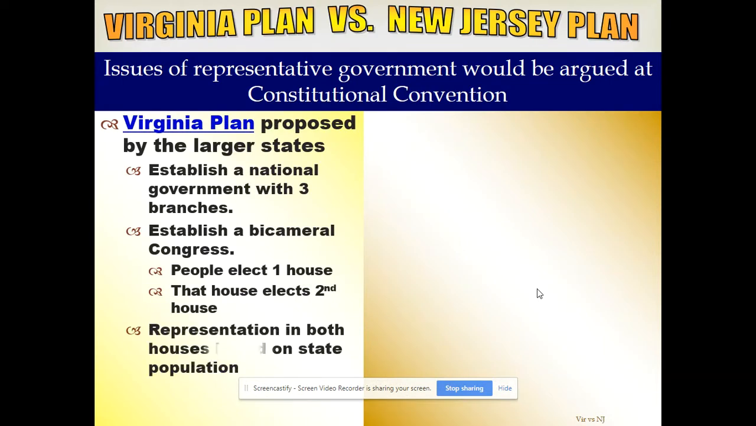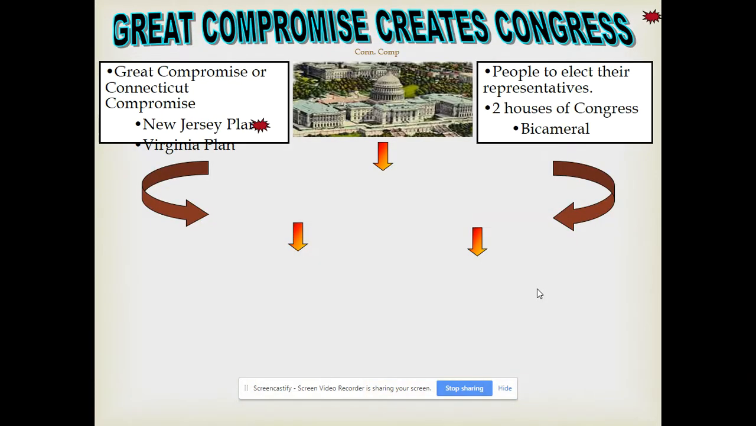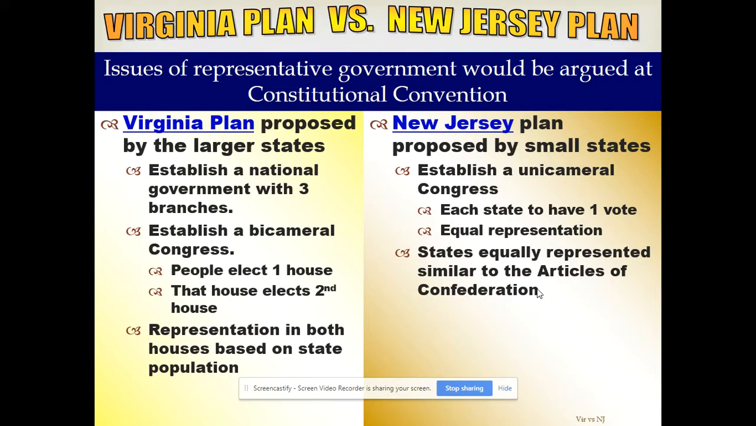So the Virginia Plan, if you want to compare this, what it actually proposed: it wanted a national government with three branches, what we have: executive, legislative, and judicial. It wanted a bicameral Congress, where people elect the House of Representatives, and then the other house is elected by the House of Representatives.